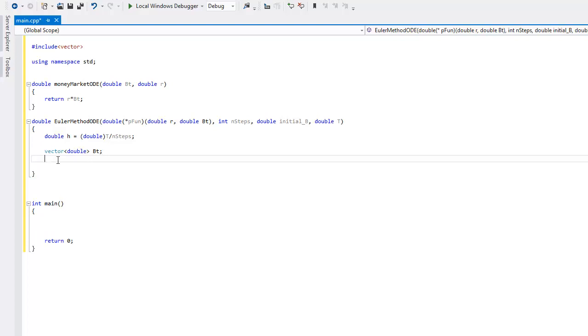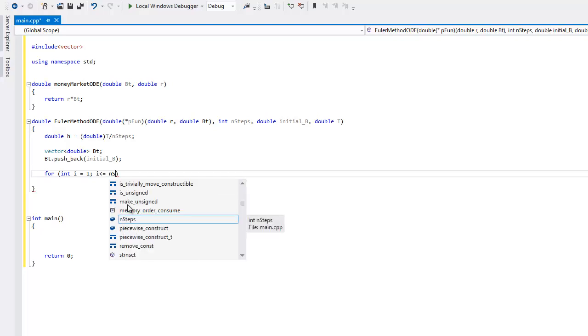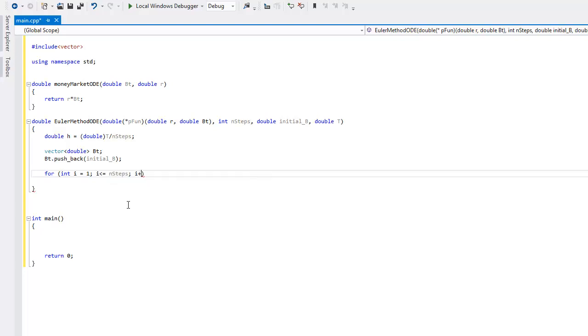So the first thing we plug into the vector is the initial value of the money market account, which is the initial b, and then we construct a simple loop for integer i equal to 1, when i is less or equal to n steps, iterate i++.